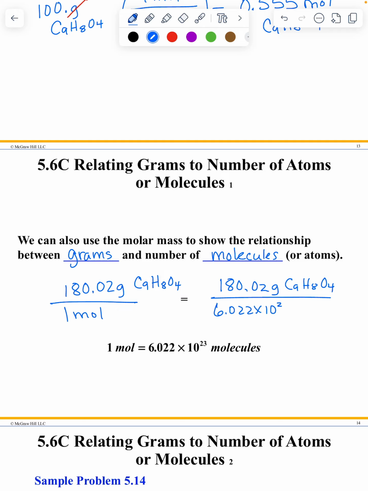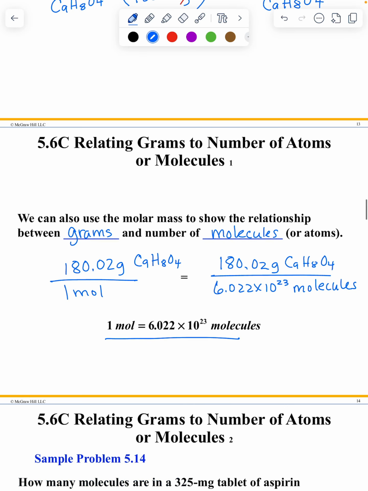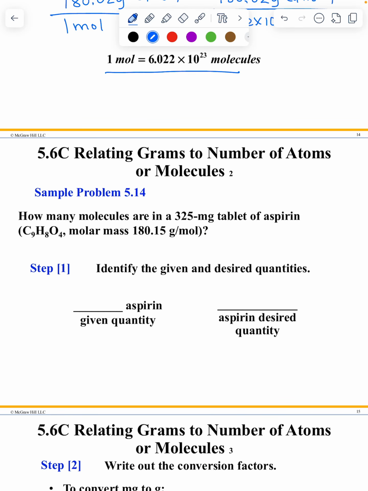Remember that 1 mole of molecules, or 1 mole, is equal to Avogadro's number of molecules. So because of that relationship, we can set up this additional conversion factor. Sometimes that will come in handy. Let's look at our next problem where we can use that. It wants to know how many molecules, that's what we're trying to find, are in a 325 milligram tablet of our aspirin.